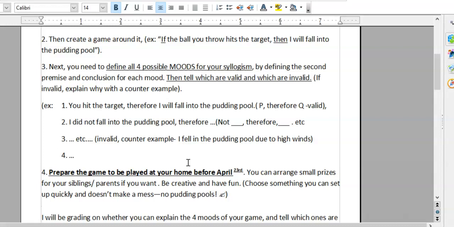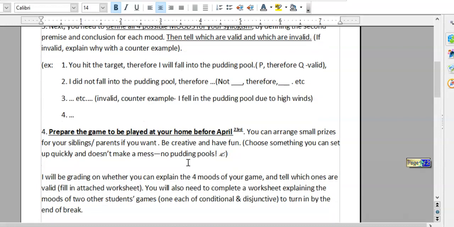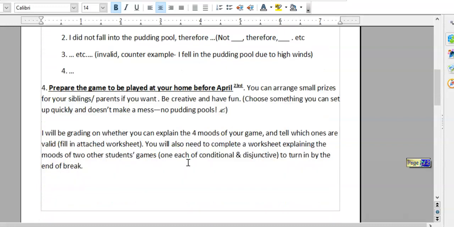So again, you have to go through and look at all 4 possible moods and write in which ones would be valid or not. So again, print up the sheet from the website, from the haiku page. The one I emailed out to your parent, I forgot to update for all the things that you're going to be doing at home instead of in class.